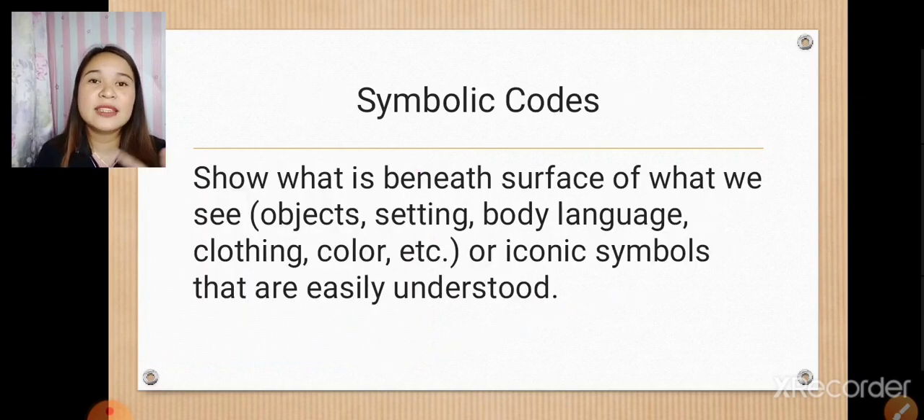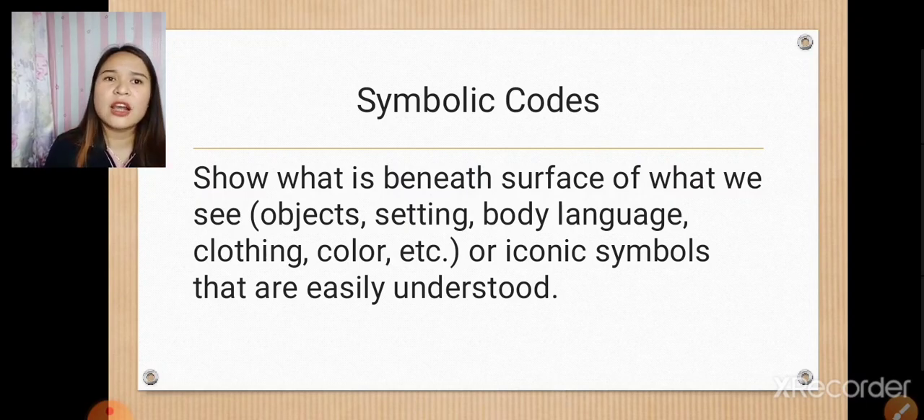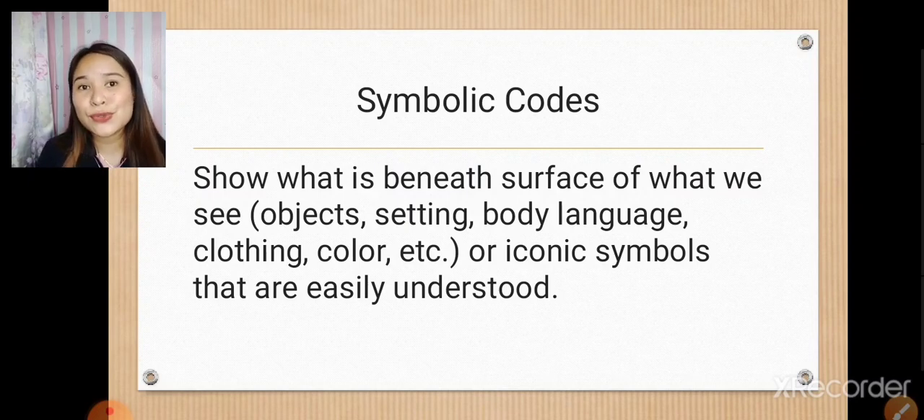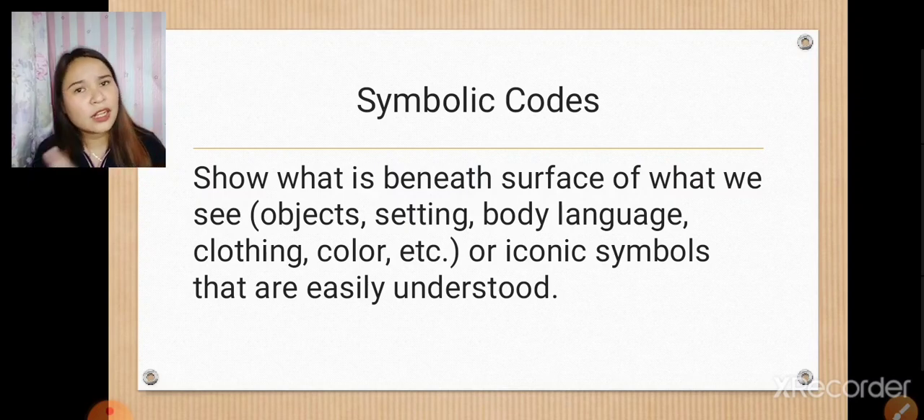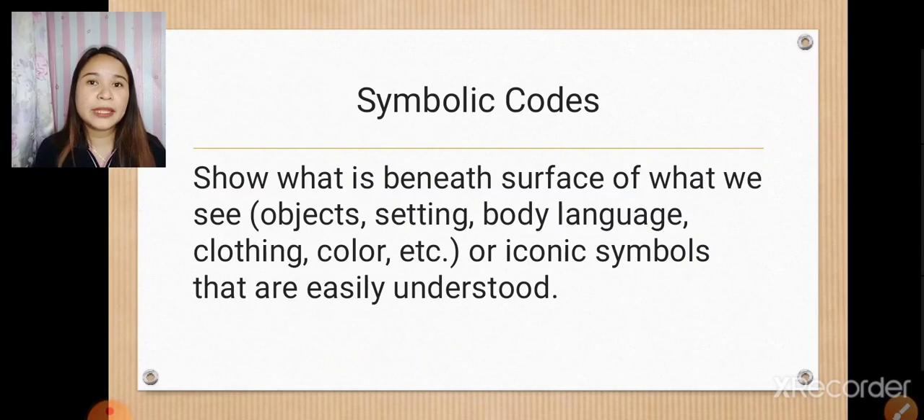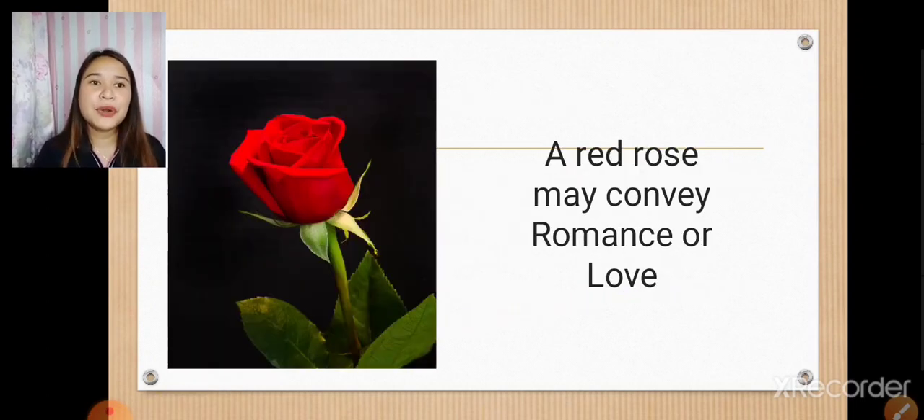Symbolic codes. Show what is beneath surface of what we see. Object, setting, body language, clothing, color, etc. Or iconic symbols that are easily understood. So, kung kanina yung technical codes, ating symbolic codes, may iba't iba na tayong interpretasyon sa isang bagay na ating nakikita. For example, a red rose may convey romance or love.